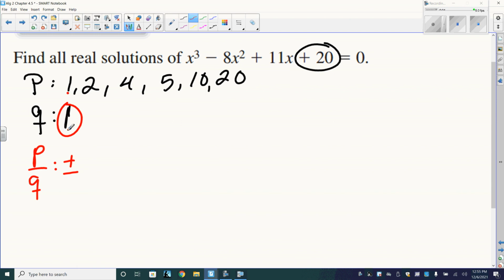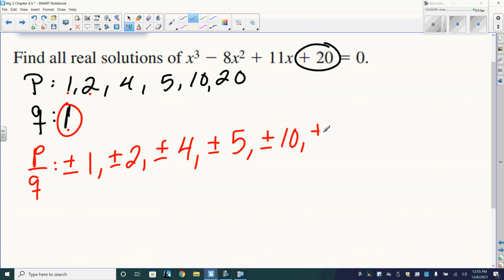So we're going to do 1 divided by 1, which is 1. Then we can do the next one, which would be 2 divided by 1, which is 2. Plus or minus 4 divided by 1 is 4, 5 divided by 1 is 5, 10 divided by 1 is 10, and then plus or minus 20. And we'll always have the positive or negative case. We're going to take both.